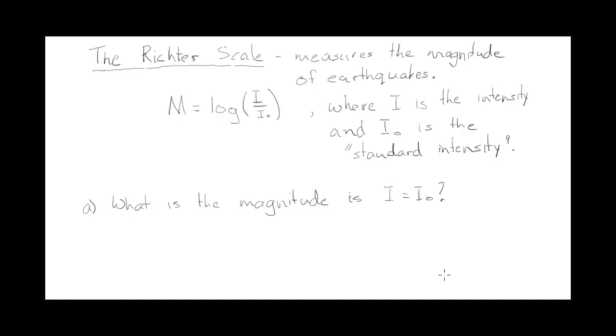Okay, as a second application of logarithmic functions, we're going to look at what we call the Richter scale. The Richter scale measures the magnitude of earthquakes. And the way you come up with this measurement, which we'll use the letter m for magnitude, is using a logarithmic equation. So m, this Richter scale measurement, is equal to the log of I over I naught. I is the intensity of the earthquake, and I naught is the standard intensity.